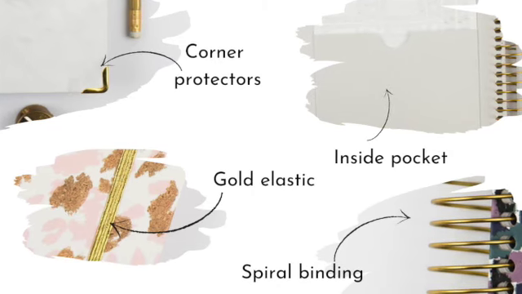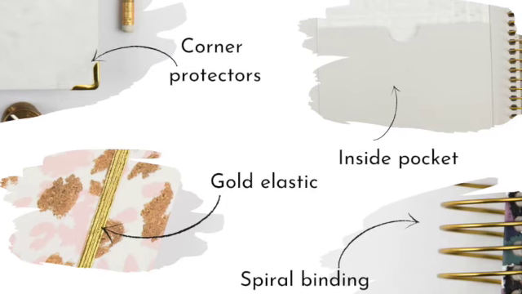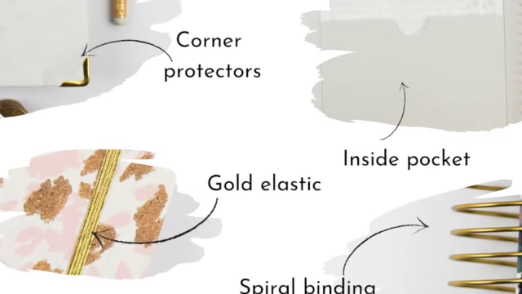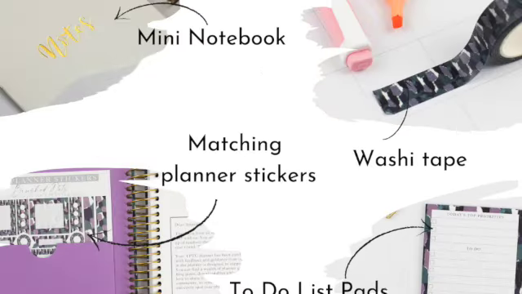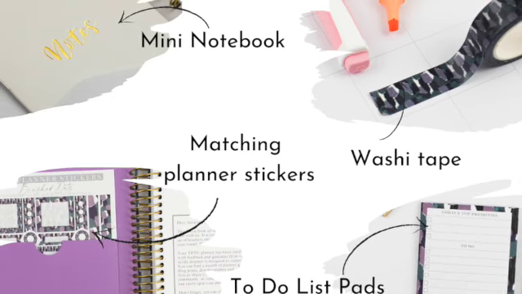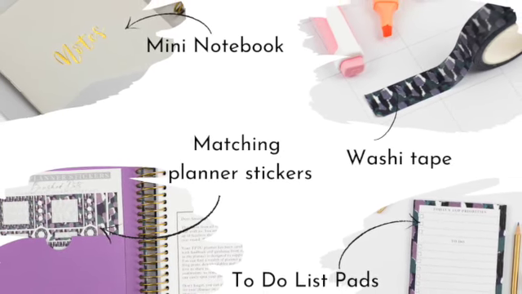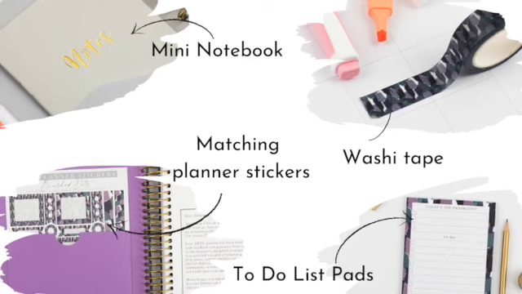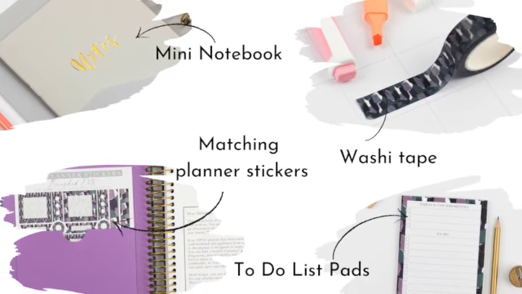There are 16 record pages in this section, 14 are double page spreads and 2 are one page spreads with enough room to record 35 pupils' records. The Undated planner comes with gold corner protectors, a gold elastic, an inside pocket and gold spiral binding. Our mini notebook fits perfectly into the inside pocket of the Undated B5 planner. There's also matching planner stickers, washi tape and a really handy to-do list pad.